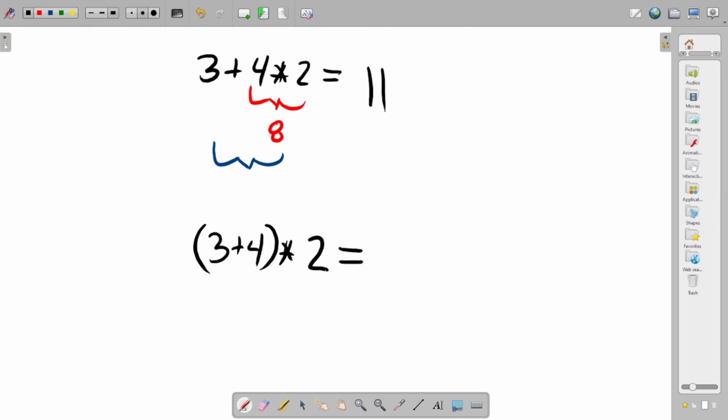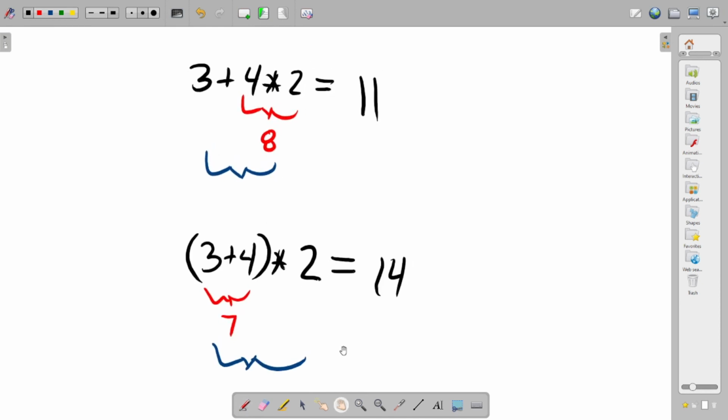But anyways, this will do the 3 plus 4 first, which is 7, and then it will do the times 2 afterwards, which is 14, right? So if you want the order to go out of the order of operations, make sure you parenthesize it.